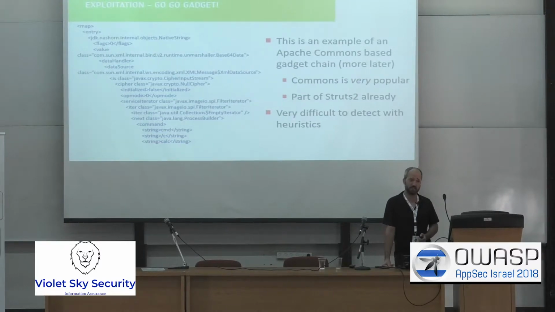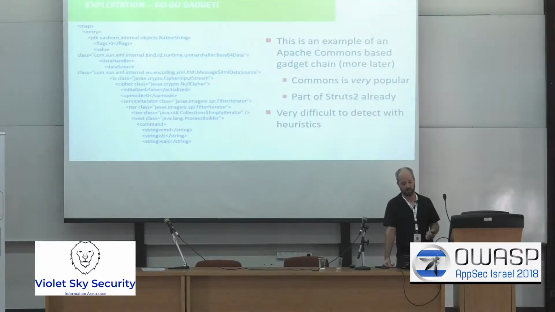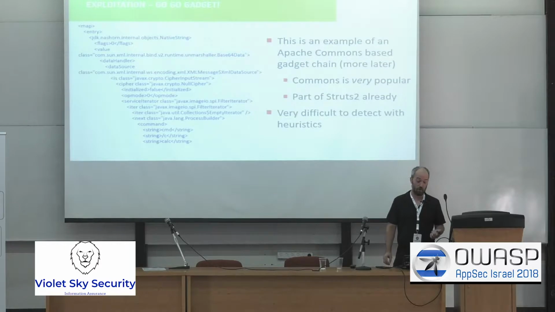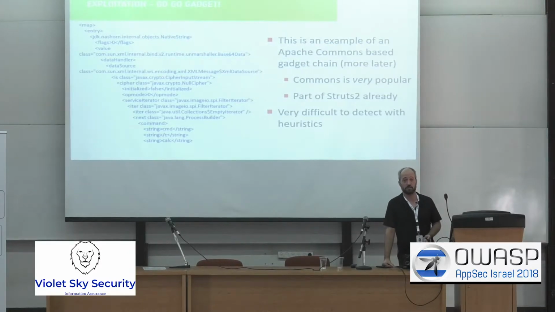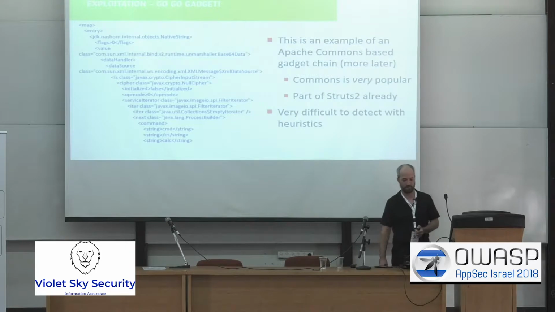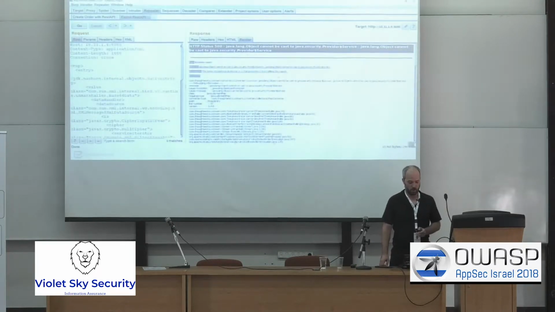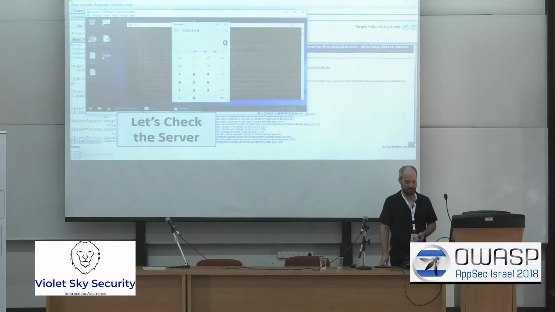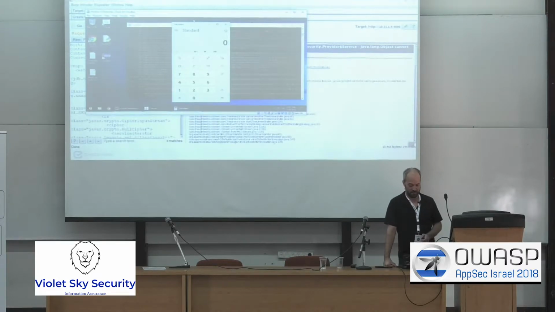And it's interesting to see that it's actually very difficult to detect heuristically because, well, it's an XML sent to an interface that expects to receive XML. So it's very unlikely that you could heuristically determine which XML is malicious and which one is expected. So back to our little demo. Let's check out the server. And we got calc. So seeing that we have calc on the server is very, very nice.